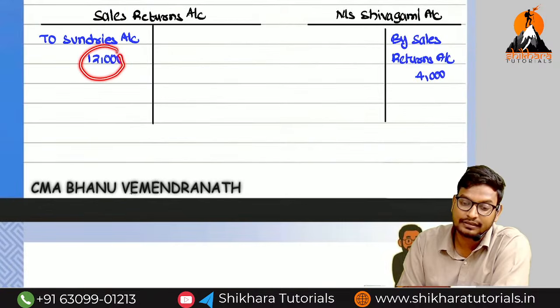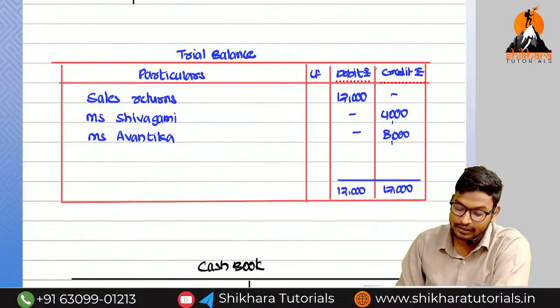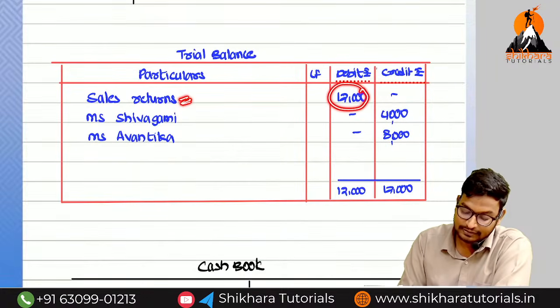So if any account is showing, this account is showing which balance? Debit balance. Why, sir? Debit side is more than credit side. For that reason, we have to transfer to which side of the trial balance? We have to transfer to the debit side of the trial balance. What do we need to write? Sales returns on the debit side.